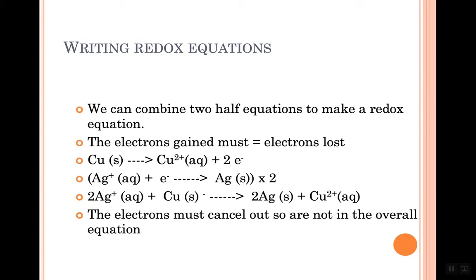If we wanted to, we can then combine these two half equations to make an overall redox equation. Now remember we said that electrons are not happy on their own, so the electrons that are gained have to be equal to the electrons that are lost. So our copper gives us 2 electrons, so we need 2 silver ions for it to react with. So the whole second equation gets multiplied by 2. So 2 silver ions plus copper gives us 2 atoms of silver metal and copper ions. The electrons have to cancel out, so when you've got your final equation, they're not going to be seen.